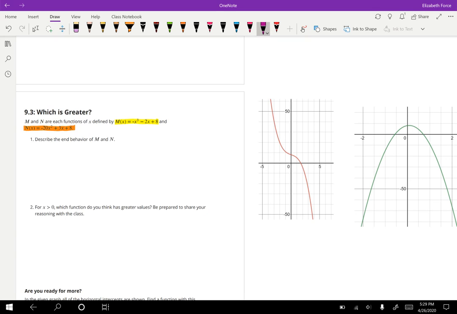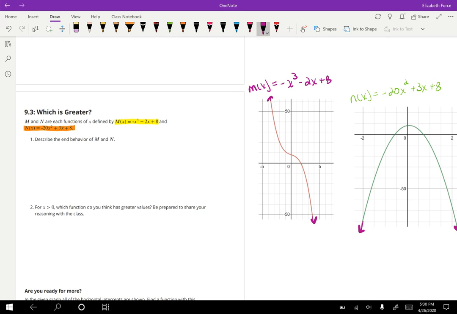So you could probably already guess just by looking at the end behaviors that this red graph is going to be an odd degree because the ends are going in opposite directions. And this green graph polynomial is an even degree because the ends are going in the same direction. So this is the graph of m of x, so negative x to the third minus 2x plus 8, and then this is the graph of n of x. We'll keep this in green. So n of x is equal to negative 20x squared plus 3x plus 8.